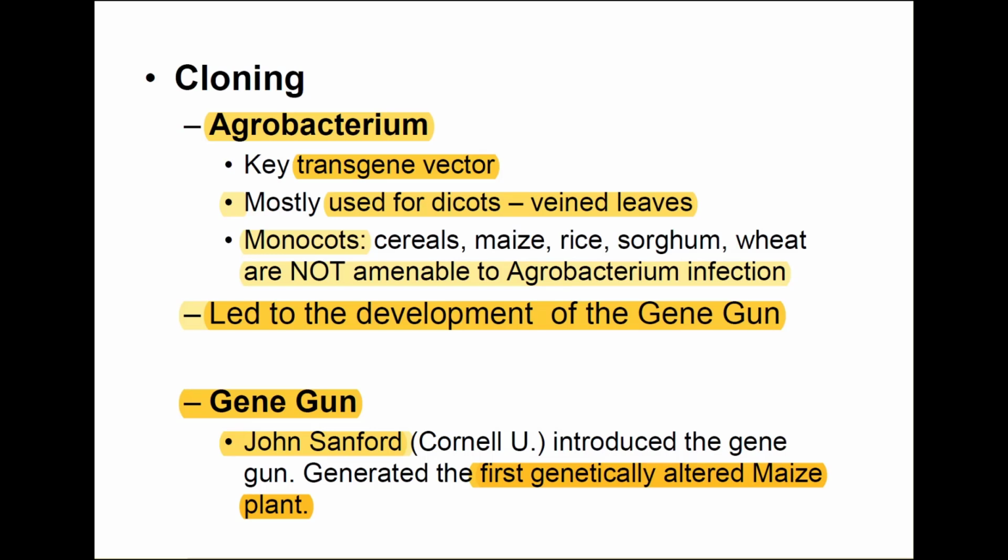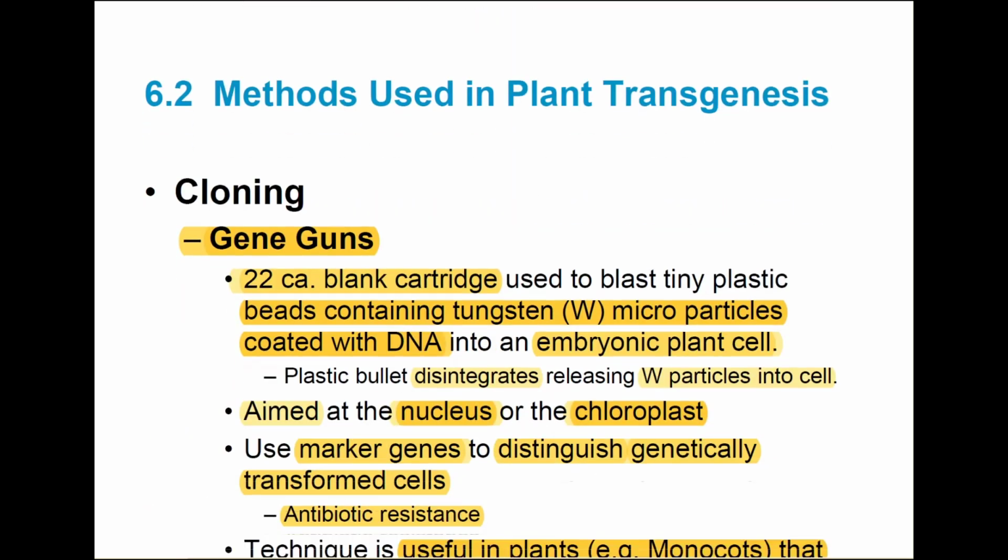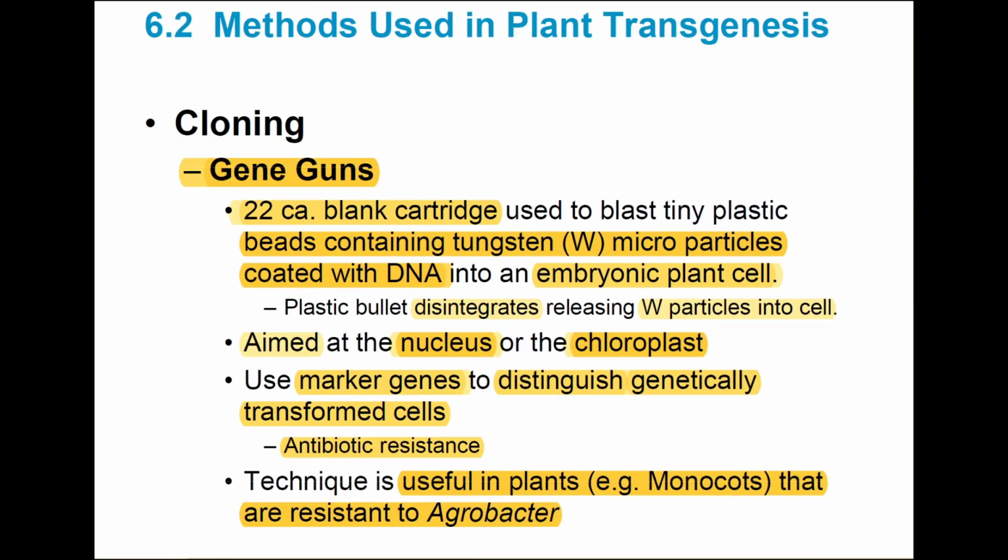mainly monocots, cereals, maize, rice, sorghum, wheat are not amenable to agrobacterial infection. Okay, so this does not work with these plants. These are all angiosperms. This basically led to the development of the awesome gene gun. Gene gun allows you to basically introduce transgenes into both monocots and dicots. It's most successful for monocots because there's no other way to do it. You cannot use agrobacteria. So John Sanford at Cornell University introduced the gene gun, generating the first genetically altered corn plant, and this was done back in somewhere in the 1990s.